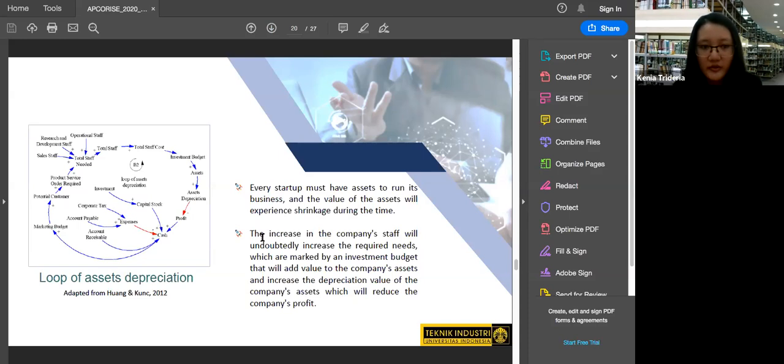So this is the loop of asset depreciation, because every startup must have assets to run its business, and the value of the assets will shrink over time. The increase in company staff will undoubtedly increase the required needs, which are marked by an investment budget that will add value to the company's assets and increase the depreciation. This fills up the company's assets, which will reduce the company's profit. Next.